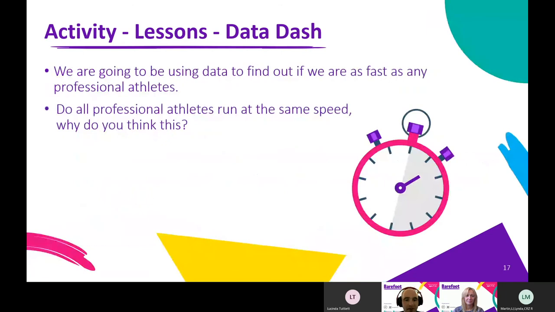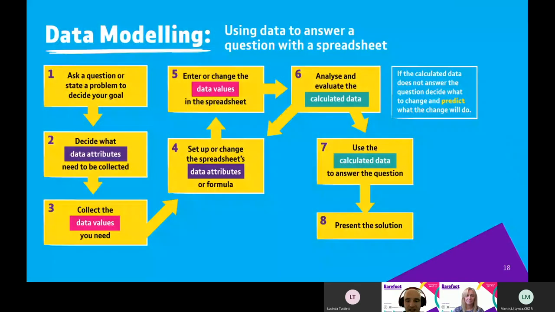We then go on to think about the question we want to find the answers to, which is, are we as fast as a professional athlete? Along with data we actually need to collect. Throughout the sequence of lessons, pupils are also encouraged to examine the process of obtaining the answer to their question, which could include altering their data attributes or collecting more data. And this cyclical process continues until we're happy with what we've got.